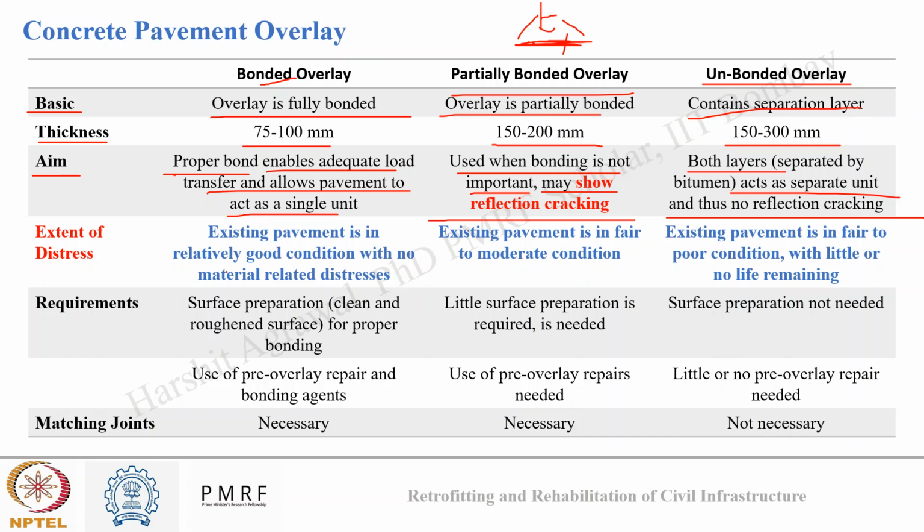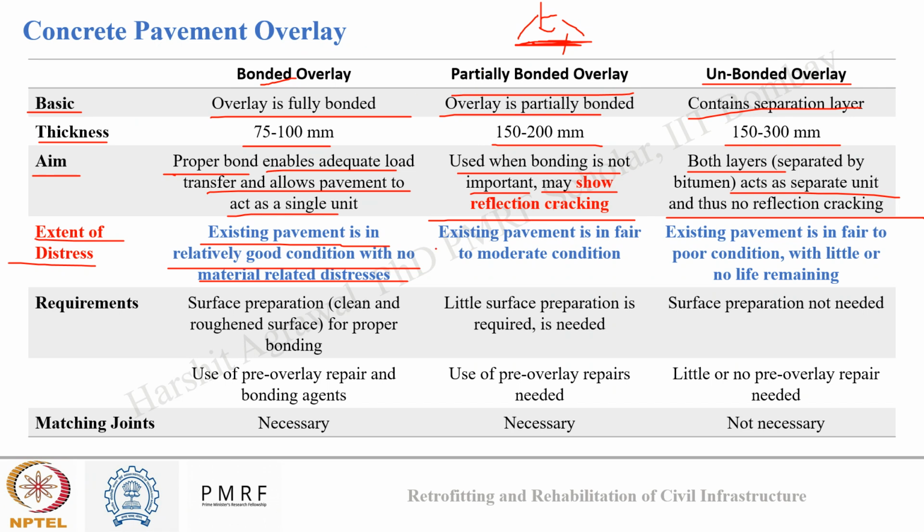Okay, now how do we make the choice whether to use bonded or unbonded? It depends upon the extent of distress in the existing pavement. So if the existing pavement is in relatively good condition with no material distress, we use bonded overlay, because that existing pavement can also support the overlay material, and thus they are bonded together to act as a stronger unit.